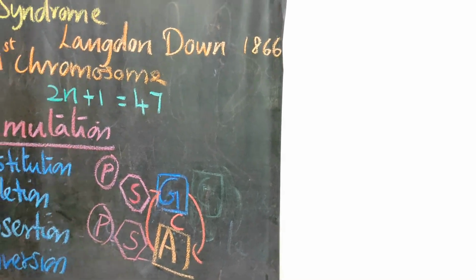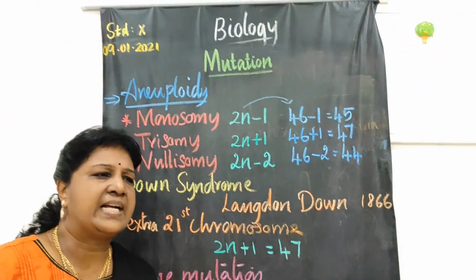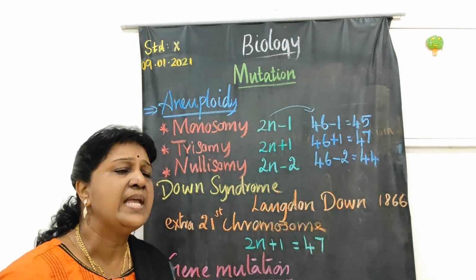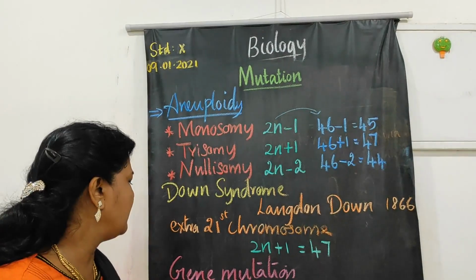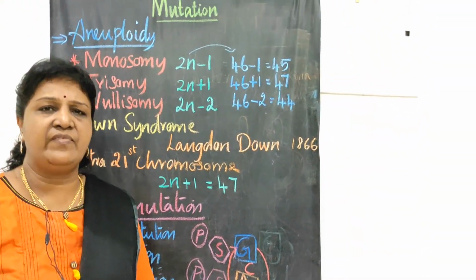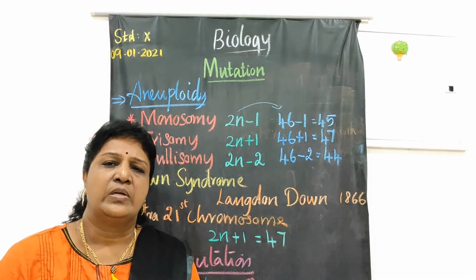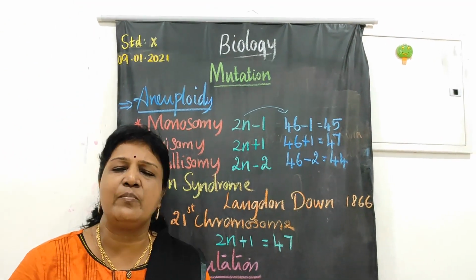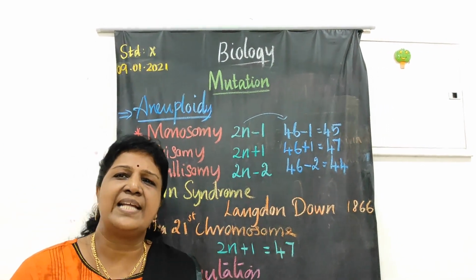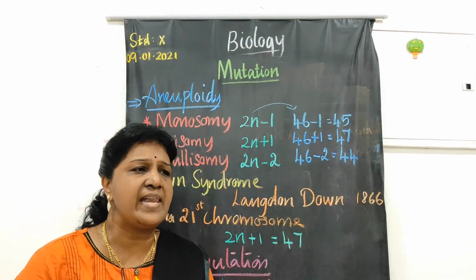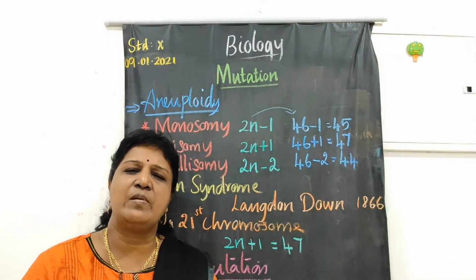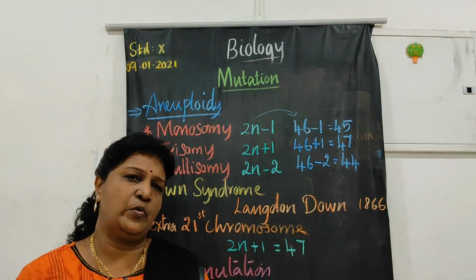So when you are taking gene mutation, if there occur changes in the nucleotide sequence of a gene, it is said to be gene mutation, and it is formed of substitution, deletion, insertion and inversion. Coming to mutation, what do you mean by mutation? Mutation means sudden change in the genetic material of an individual. It's of two types. What are they? Chromosomal mutation and gene mutation.